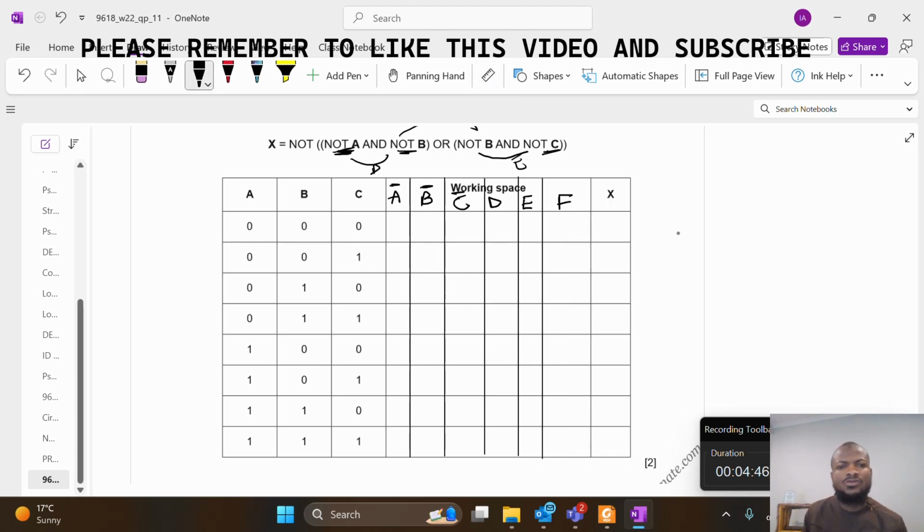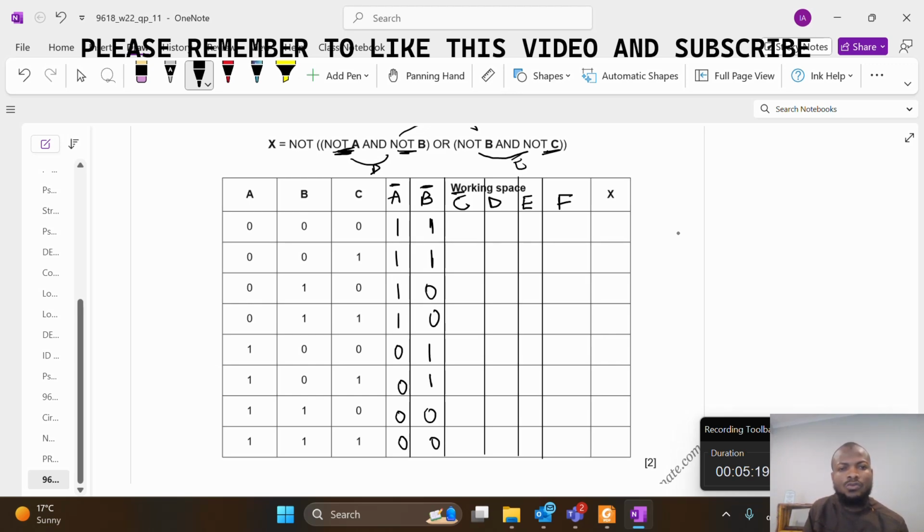Okay, now that you've drawn your line, the next thing to find is not A. With this, your work will be much easier to solve. Okay, so not A. So this will be not 0, not 0, not 0, not 0, not 1, not 1, not 1, not 1. I hope you understand this. So this will be 1, 1, 1, 1, 0, 0, 0, 0. Then not B will be not 0, not 0, not 1, not 1, and so on. So this will be 1, 1, 0, 0, 1, 1, 0, 0.